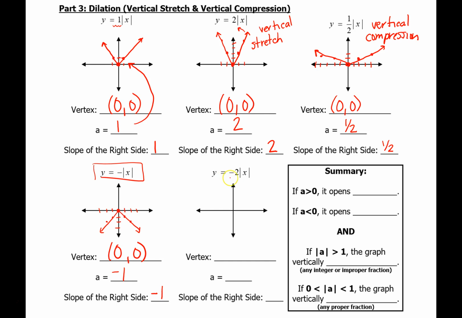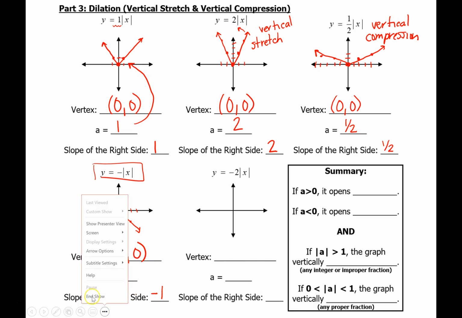What do you think an a value of -2 is going to do? What's the slope going to be? What's the vertex going to be? And which way is it going to open? Let's look at the picture.